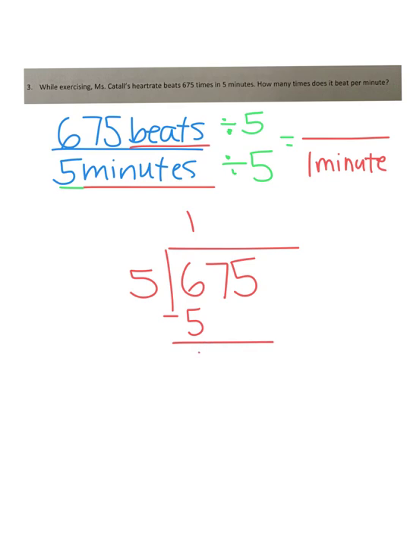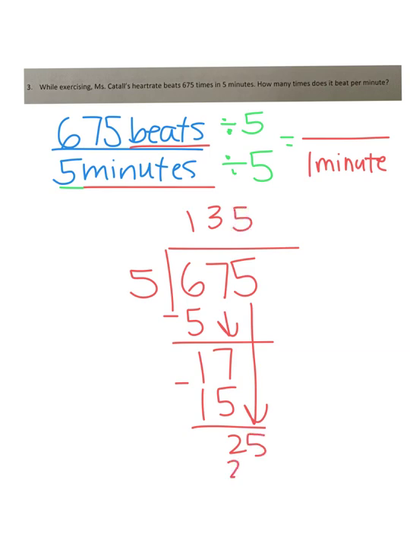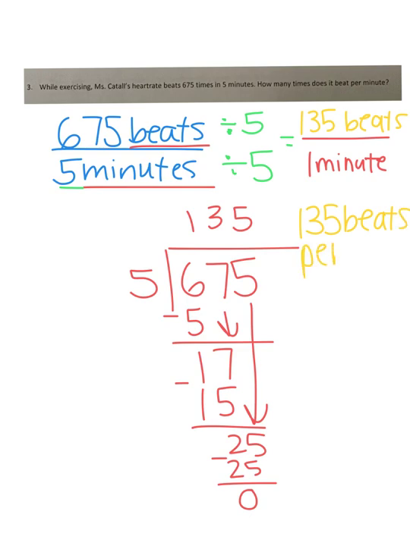1 times 5 is 5. Bring down our 7. 5 goes into 17 3 times. 3 times 5 is 15. You're left with 2. Bring down your 5. 5 goes into 25 5 whole times perfectly. And we're done. So your new numerator should be 135 beats. So the answer to this question, how many times does it beat per minute? Miss Cattell's heart rate beats 135 beats per minute, or in 1 minute. Either way is fine.